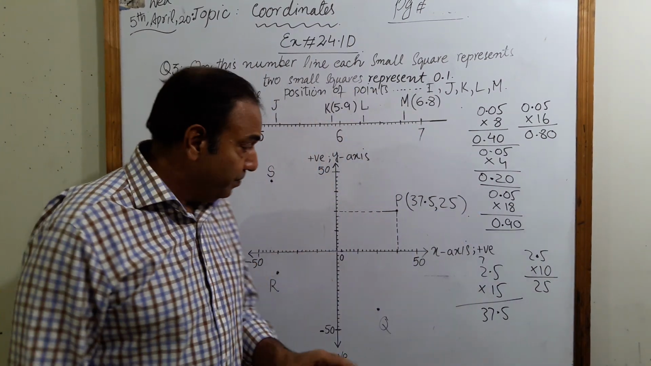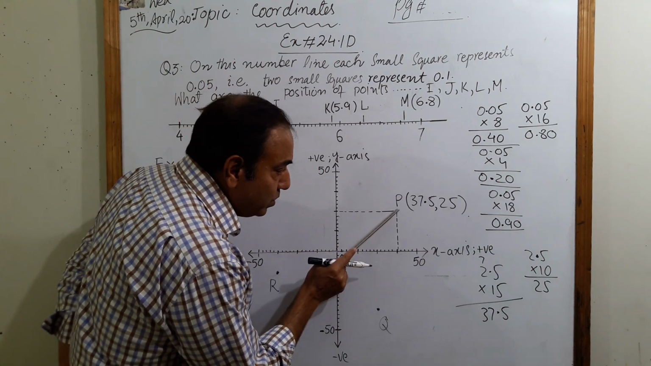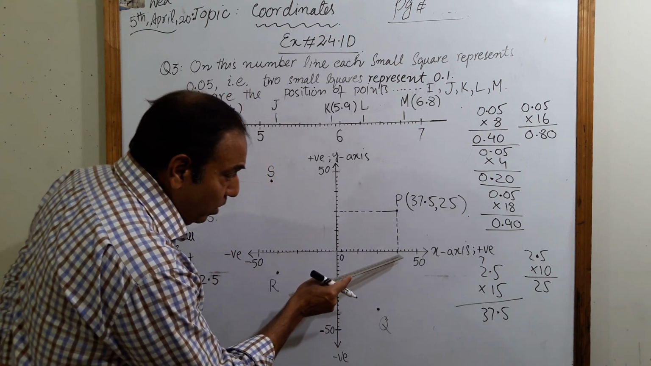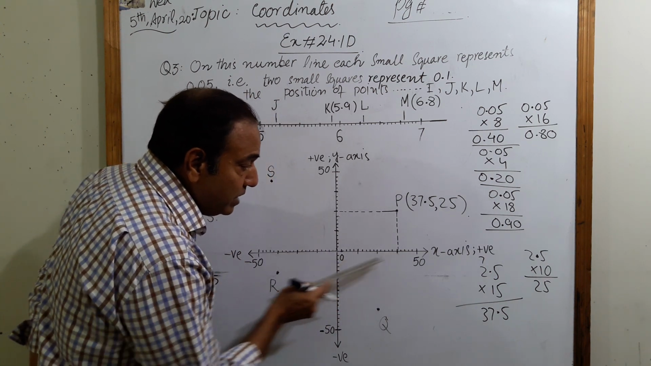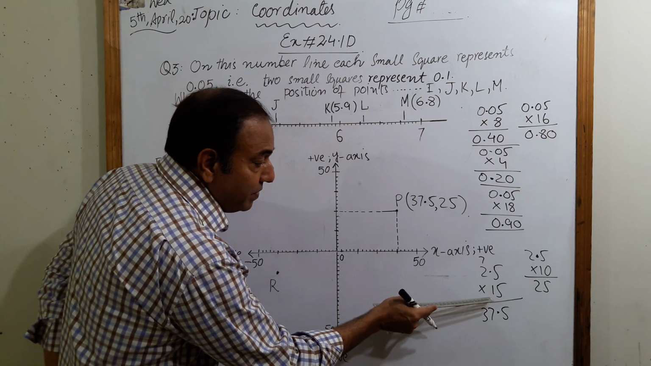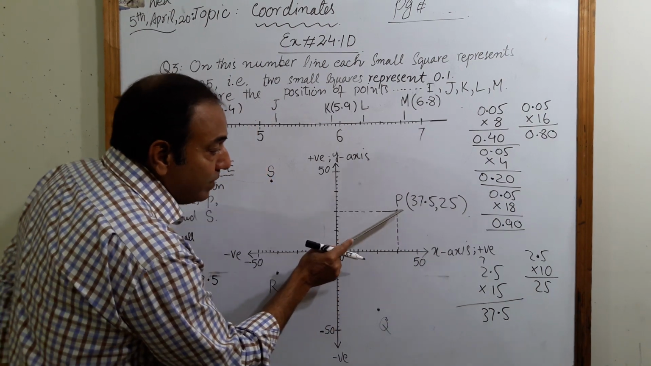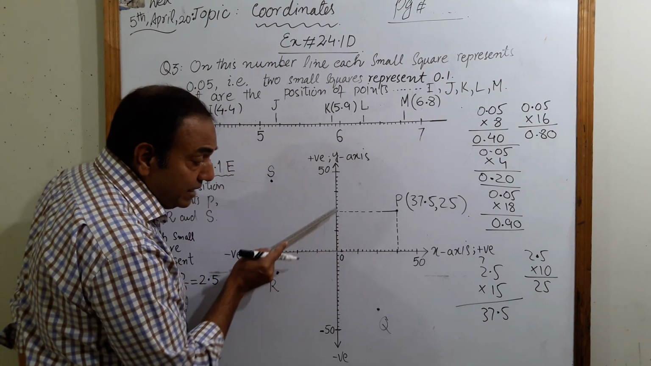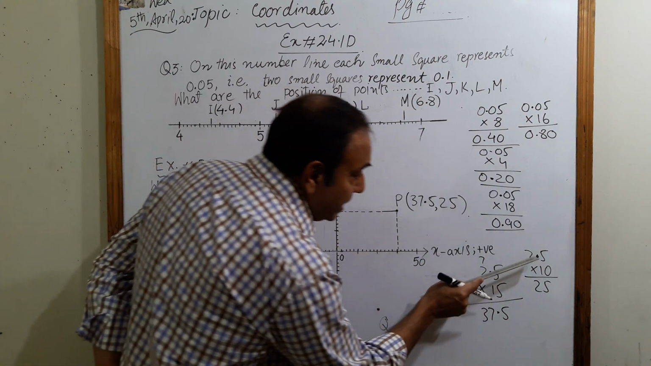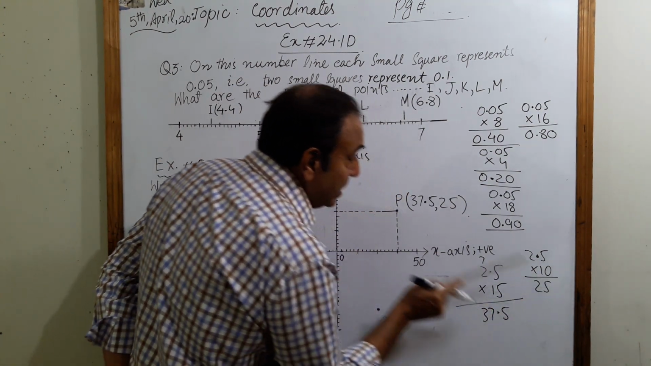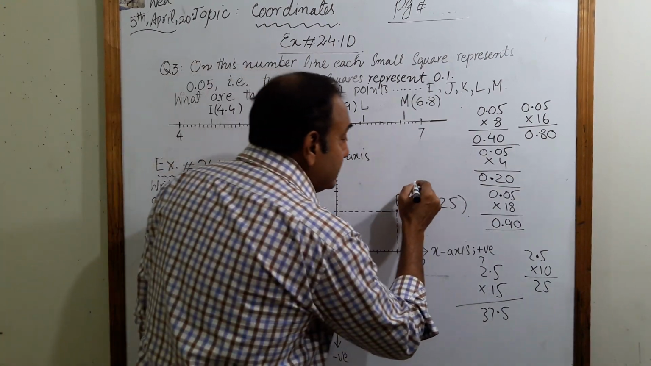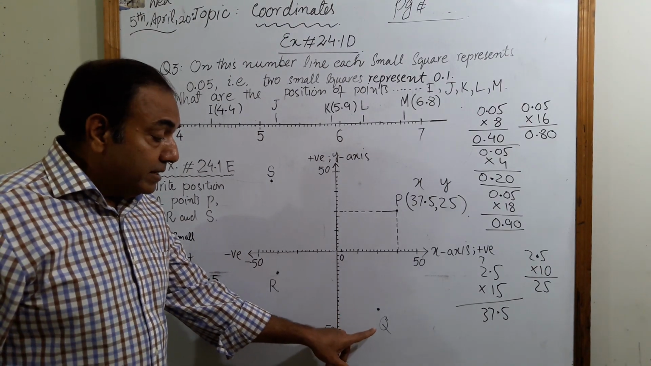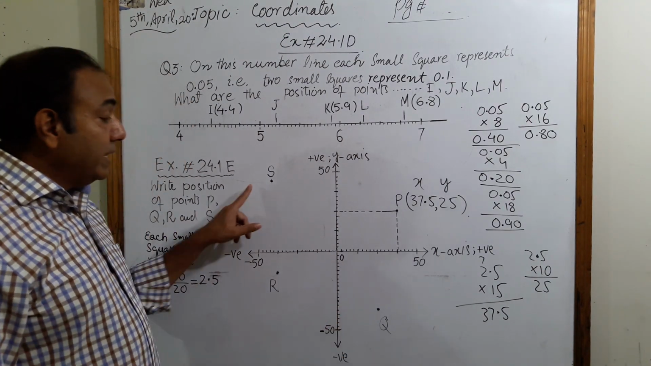I repeat once more. To calculate the x coordinate, you have to draw a perpendicular from this point to the x-axis and see how many small squares away it is. It is 15 small squares away, so you multiply 2.5 by 15 to calculate the x coordinate. Now you have to drop a perpendicular from this point towards the y-axis, which is 10 small squares away from the origin. So I will multiply 2.5 by 10. The answer is 25. So this is your x coordinate, and this is your y coordinate. Similarly, you have to calculate the x and y coordinates of points Q, R and S.